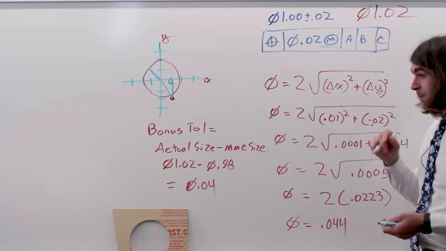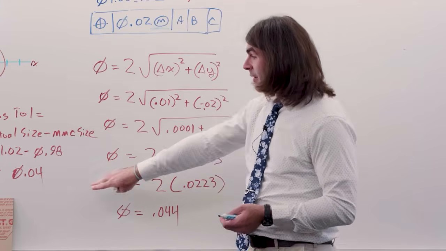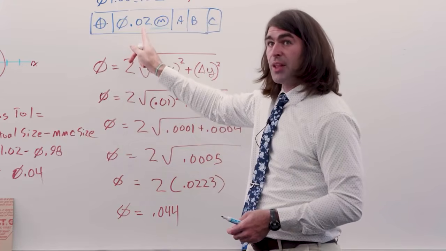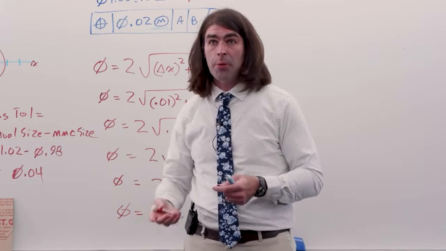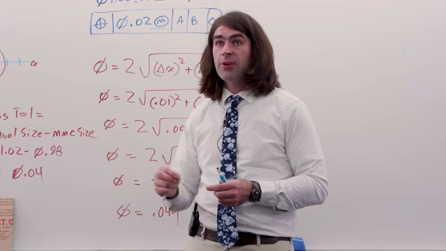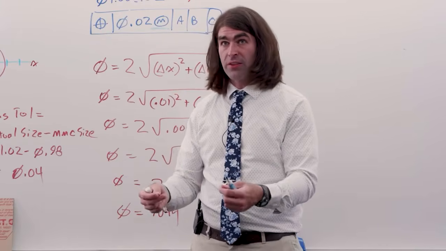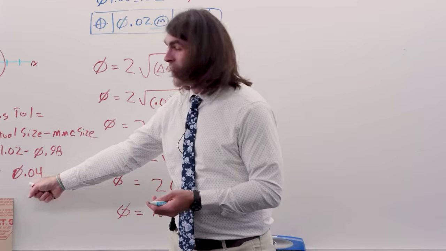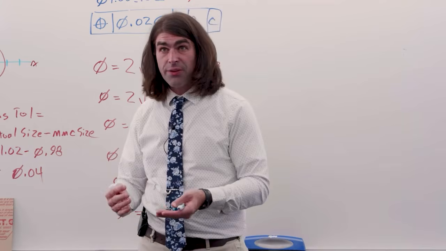Now, we can add this bonus tolerance to what we already have. So that's going to be our total allowable tolerance. Total allowable tolerance is the specified tolerance plus the bonus tolerance, okay? So in this case, 20 thousandths plus 40 thousandths is 60 thousandths.